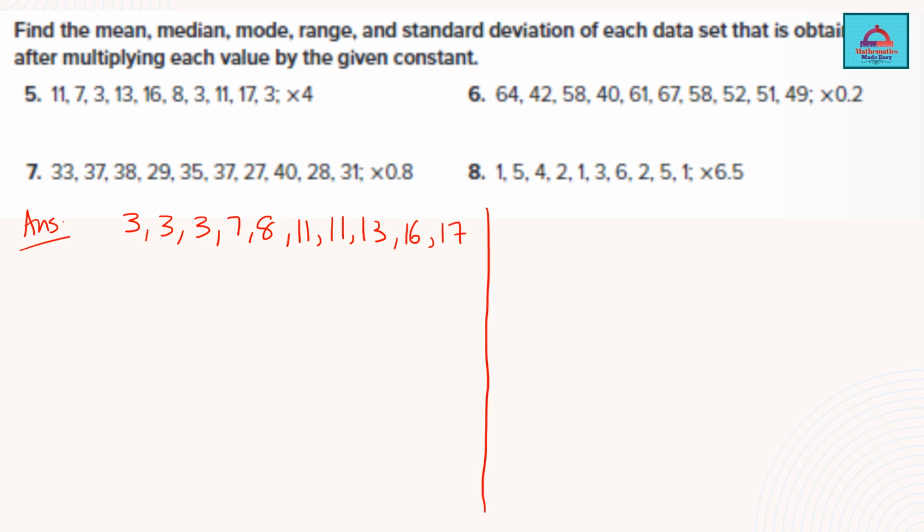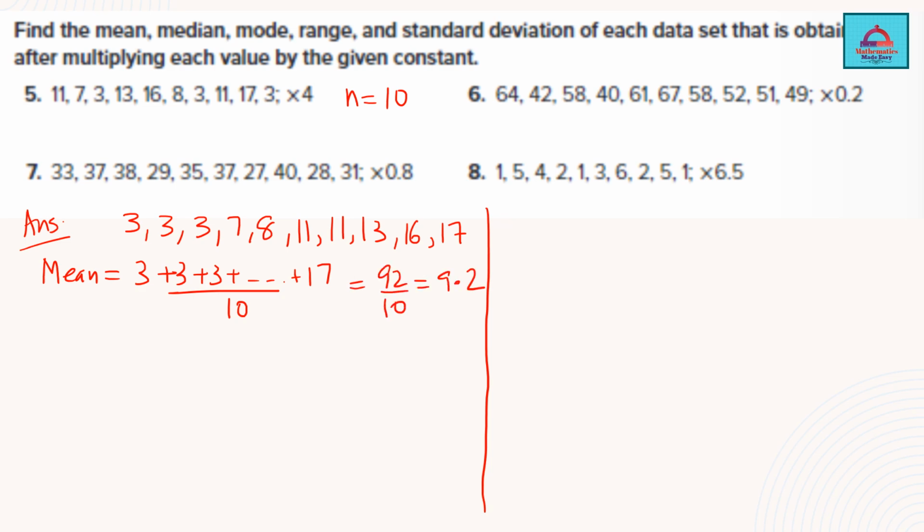So 1, 2, 3, 4, 5, 6, 7, 8, 9, 10. These are 10 numbers. So the value of n here is 10. And now for mean, we repeat the steps, add all the numbers, divide by 10. So this is going to be 92 by 10, that is 9.2.